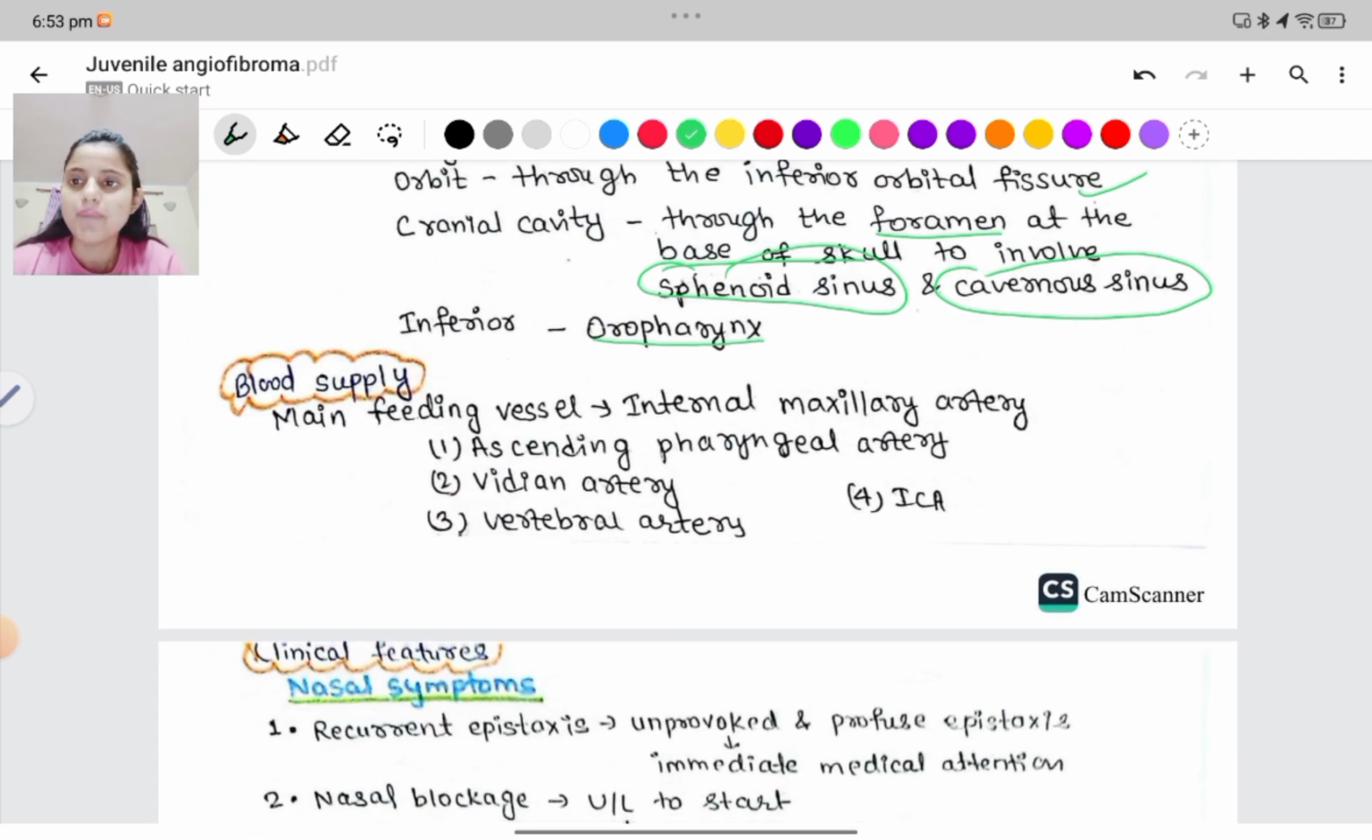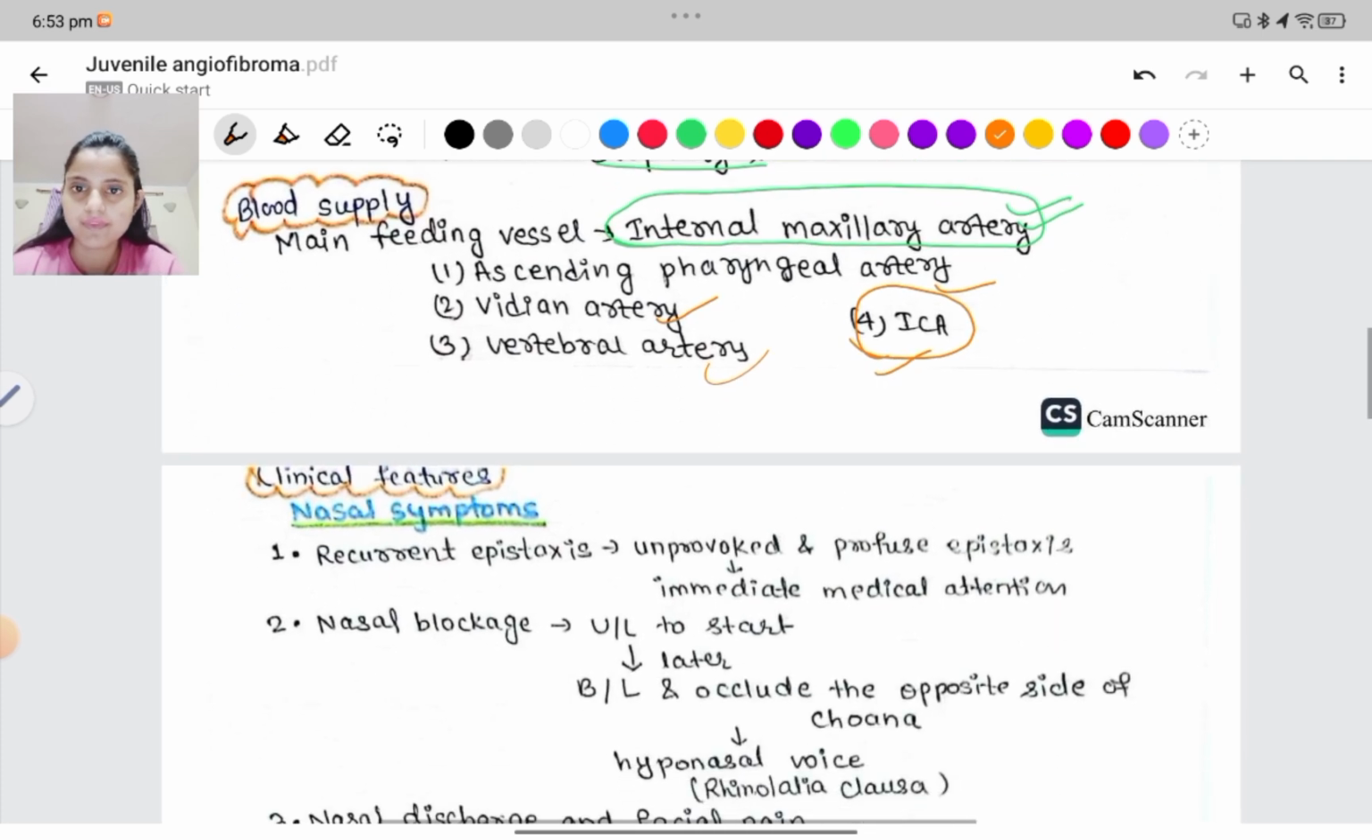Blood supply. The main feeding vessel of juvenile angiofibroma is the internal maxillary artery. But the ascending pharyngeal artery, median artery, vertebral artery, and, if there are extensive lesions, feeders from the internal carotid artery are also seen. The main feeding vessel is the internal maxillary artery.